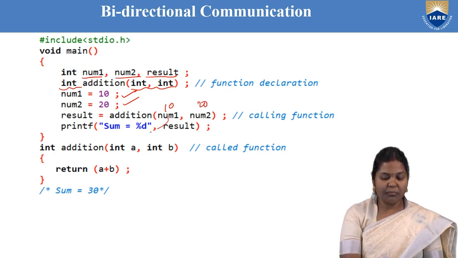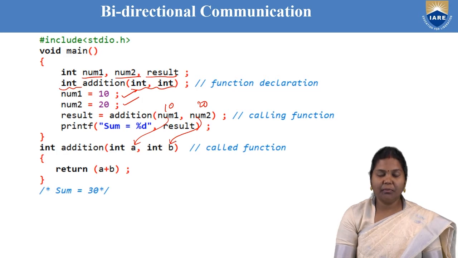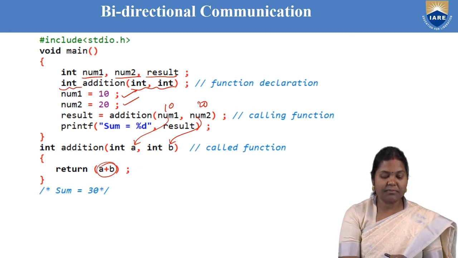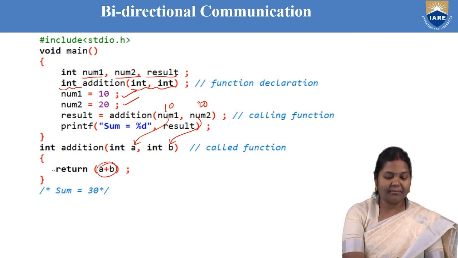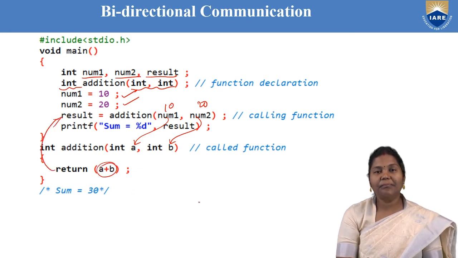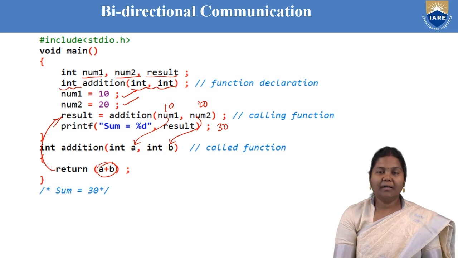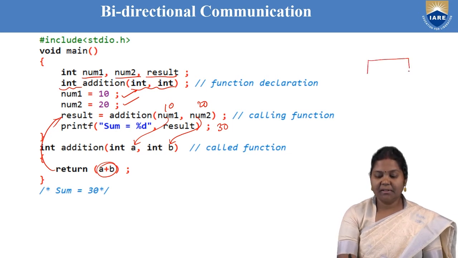So the value of num1 will be stored into your A. The value of num2 will be stored into B. So after receiving the value, it computes A plus B and then it returns that value. That return value is stored into your result variable, and then the result is displayed here as 30. So here both ways communication takes place. So you can just have a look at this diagram.